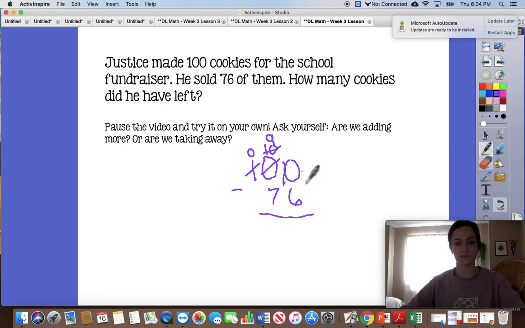Now I have enough. 10 ones minus 6 ones is 4 ones. 9 tens minus 7 tens is 2 tens. And then I don't have any hundreds left over, so I don't even have to worry about the hundreds. So Justice had 100 cookies. He sold or got rid of or subtracted 76 of them. And now he has 24 cookies left over.